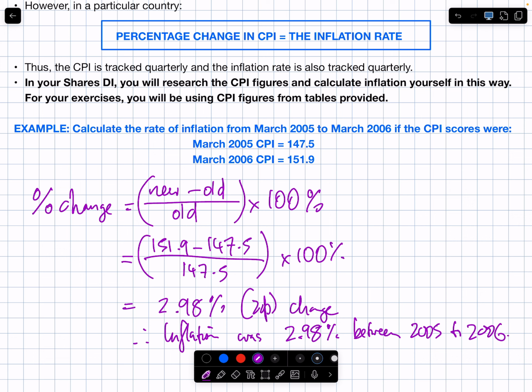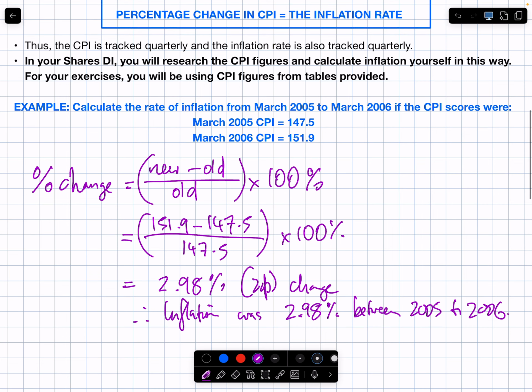If you're interested, Australia is like 4% right now. The price of everything's going up by 4% each year. They're trying to calm that down a little bit. That's the first video.